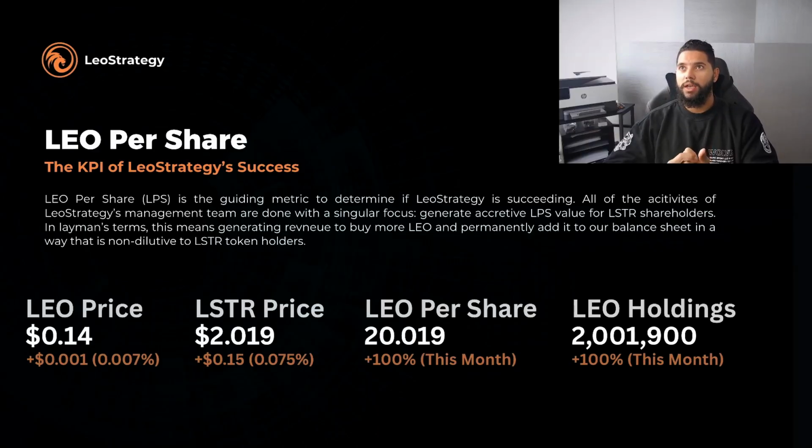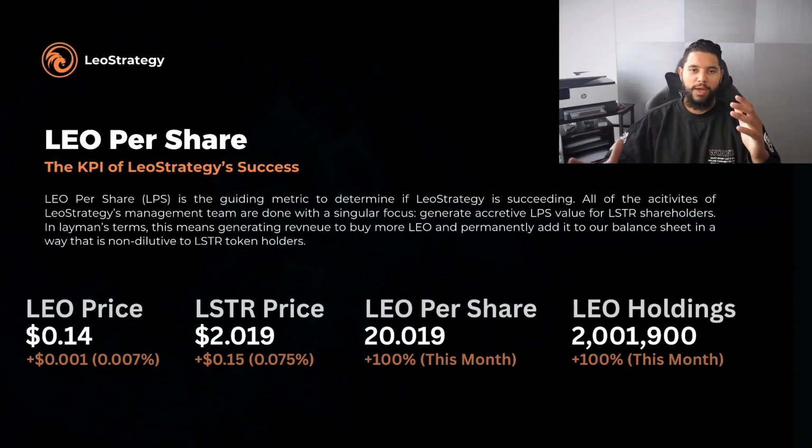If you were to say right now there's 100,000 LSTR shares outstanding, and there's a little over 2 million Leo, as you can see on this slide, held on the balance sheet by LeoStrategy. So essentially, if you were to double the shares of LSTR to 200,000, the LPS would go down to 10. Or if you were to acquire another million Leo, but you had to double the LSTR outstanding shares in order to get that million Leo, then the LPS won't be 30. It will actually decrease. So you need to figure out how to increase the Leo holdings and the Leo per share without increasing the LSTR shares proportionally.